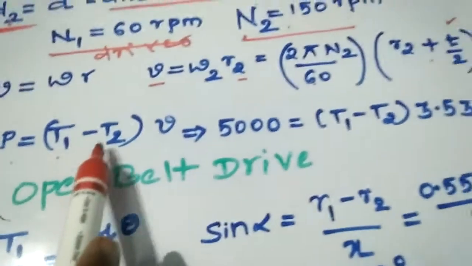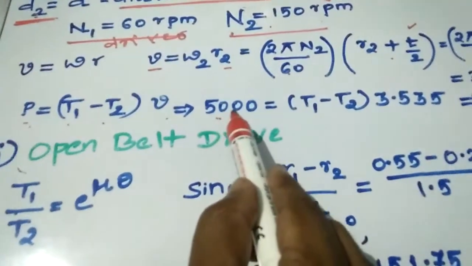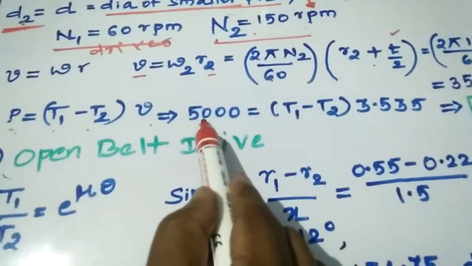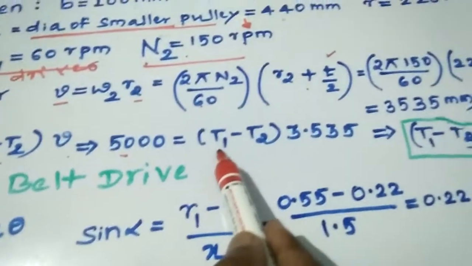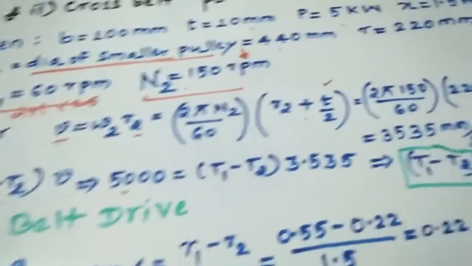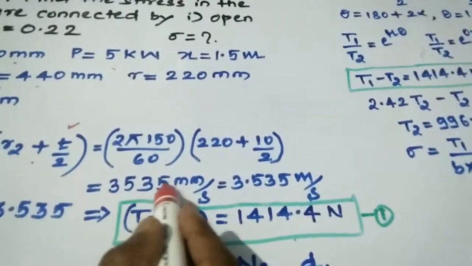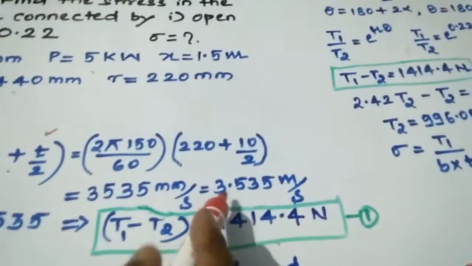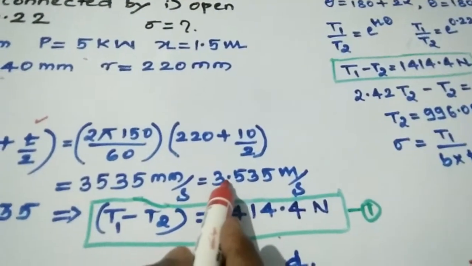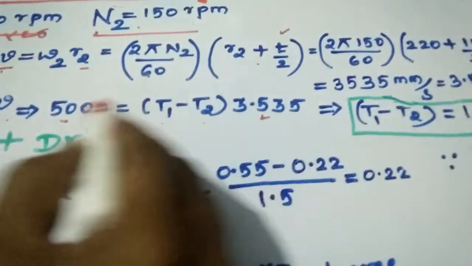Then this is P equal to (T1 minus T2) into V. Put the values. They have given P as 5 kilowatt, that comes as 5000. T1 minus T2. What is the velocity? You got the velocity from this one. The velocity is 3535 mm per second. You have to convert it to meter per second, so it comes as 3.535 meter per second. Then you have to put in these values.